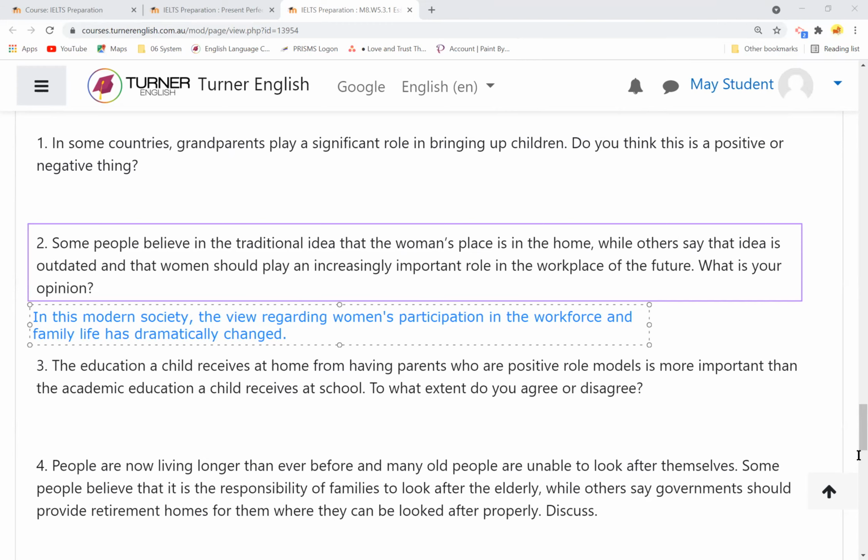"In modern society, the responsibility of women has changed since many housewives joined workplaces." Yes, good. Beautiful. A little bit more. Please use this structure when you write your essay.